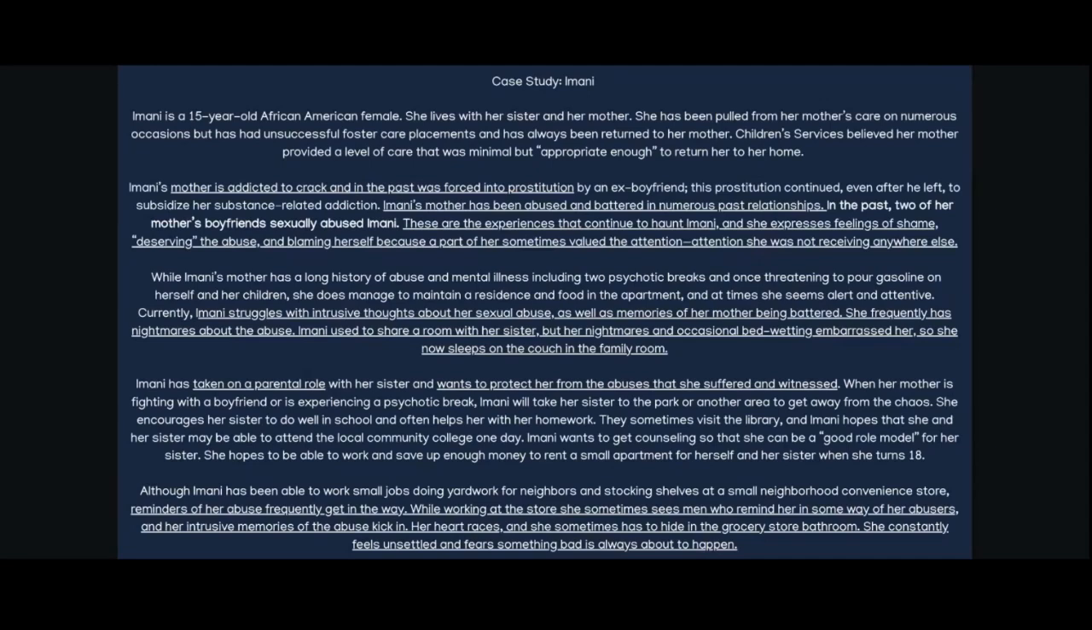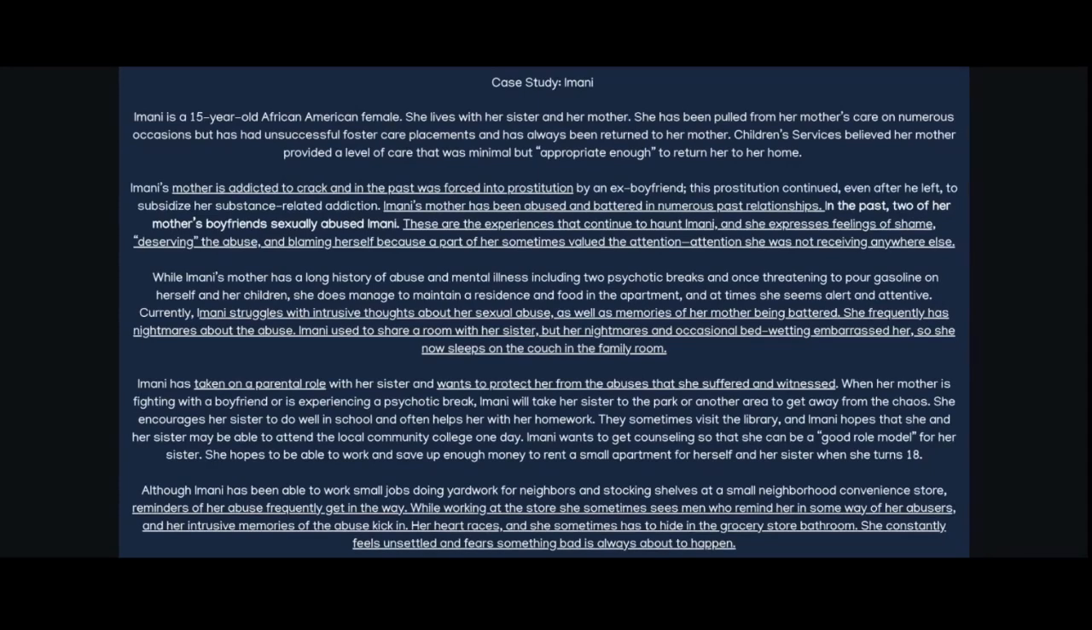What we see are a lot of intrusive symptoms that she's having. Wait a second, I'm going to go back. We said that there are a lot of negative alterations in cognitions and mood that she's experiencing.